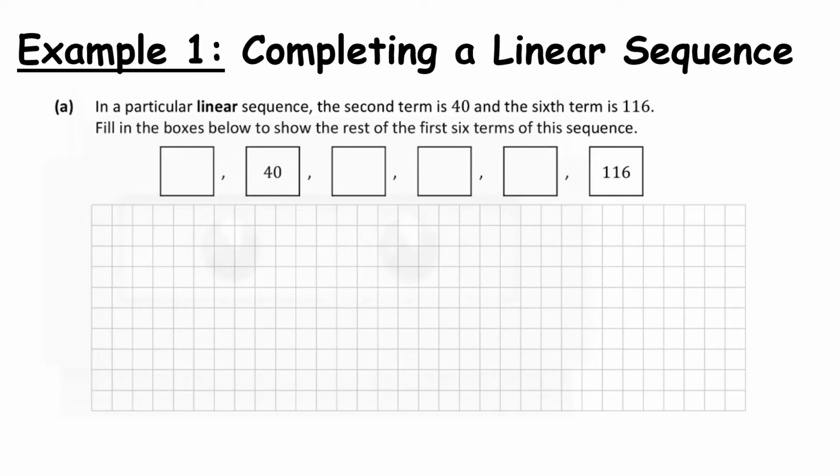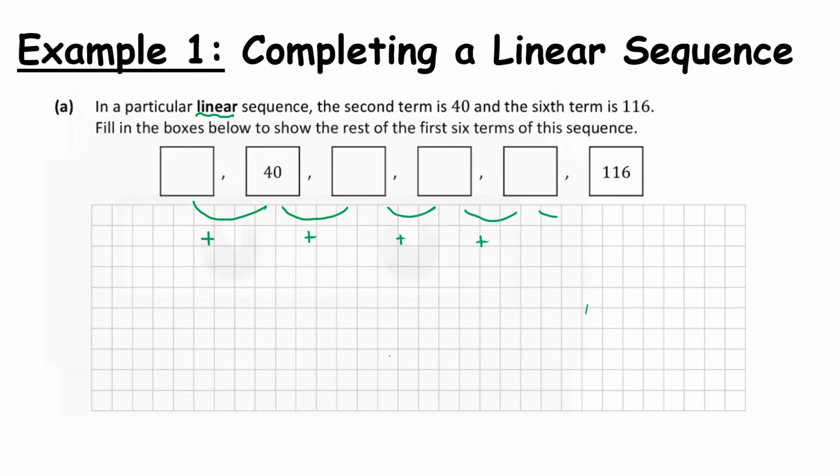So in a particular linear sequence, the second term is 40 and the sixth term is 116. Fill in the boxes to show the rest of the 6 terms of this sequence. Okay, so it's important that they've told us here that it is linear or arithmetic, so therefore I'm adding on the same number here each time.